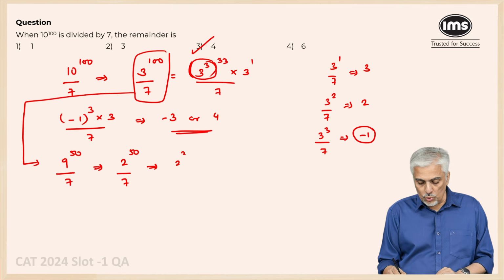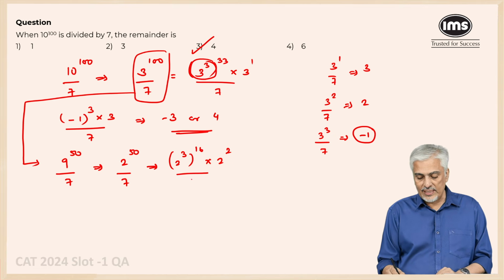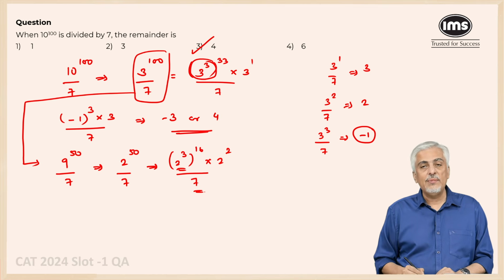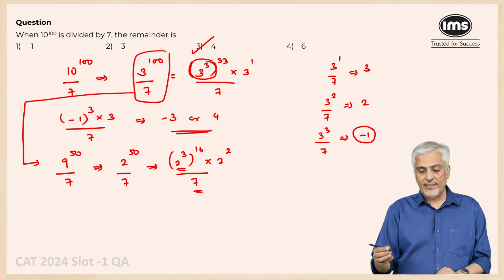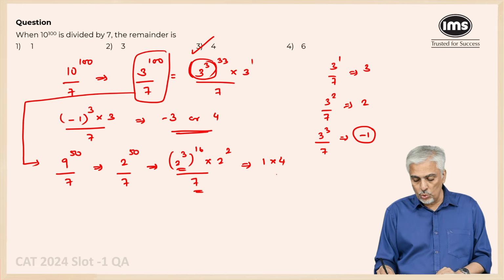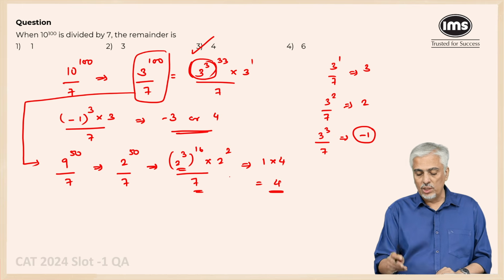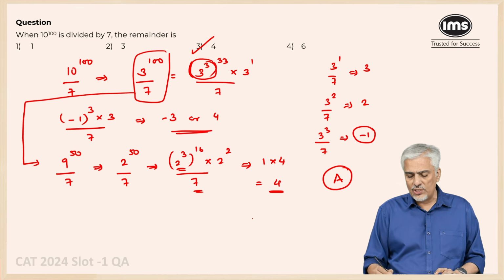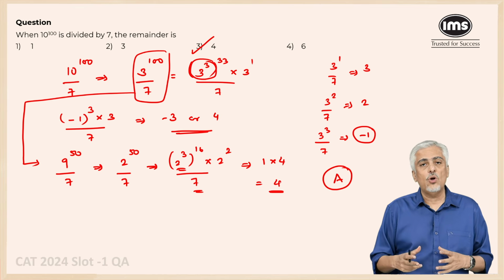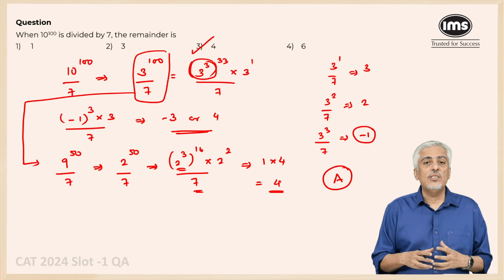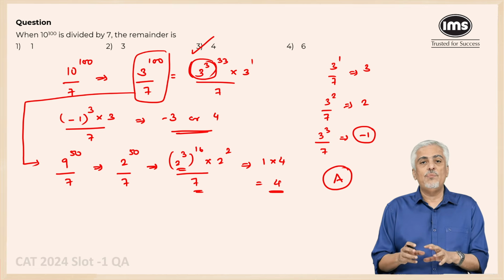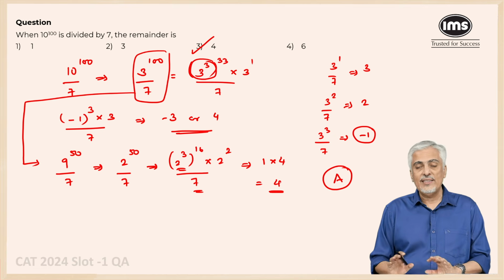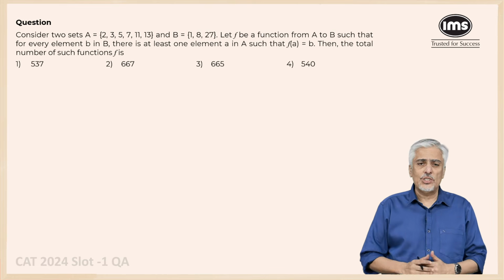So you can write this as 2 cube raised to 16 into 2 square divided by 7. 8 divided by 7 leaves a remainder 1. 1 raised to anything is 1, into 2 square is 4, and hence my remainder is 4, which is the third option. So this was a pretty straightforward question, definitely a level A question. Even though remainders has come after a long time, maybe some of you have not gone through the details of remainder, but still the basics of remainder a lot of people should have known, and that is why this question was an A level. Looking at the next question, looks like a question of functions.